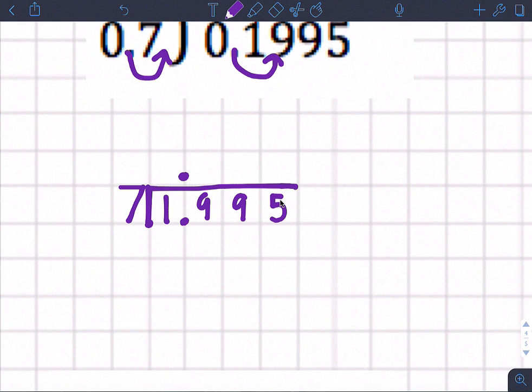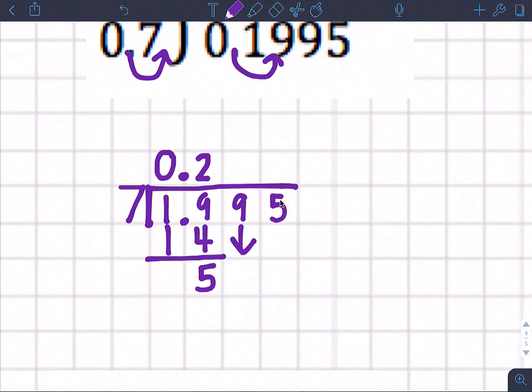So 7. Does 7 go into 1? No. Does it go into 19? Yes, it does. It goes into 19 twice. 2 times 7 is 14. 19 minus 14 is 5 left over. Alright, so now we're going to bring that down. So we are not done.